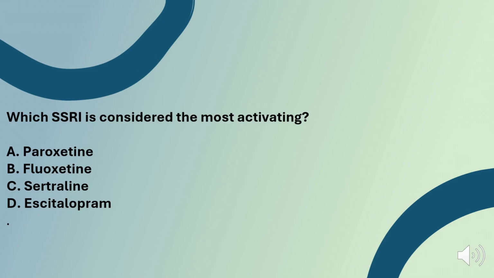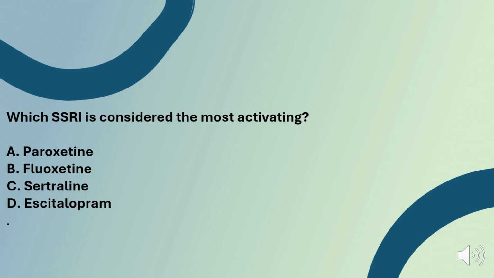So, with that aside, which SSRI is considered most activating? Now, we actually did talk about this in the last presentation. A, paroxetine, B, fluoxetine, C, sertraline, D, escitalopram. So I'm going to give you a moment to think about that and rule that out.